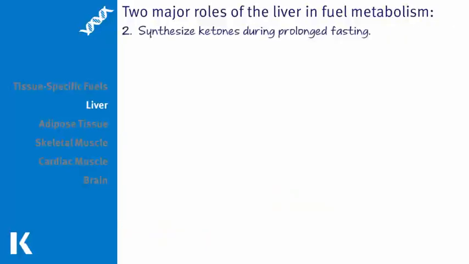The second major role of the liver in fuel metabolism is to synthesize ketones through the beta-oxidation of excess fatty acids during periods of prolonged fasting.